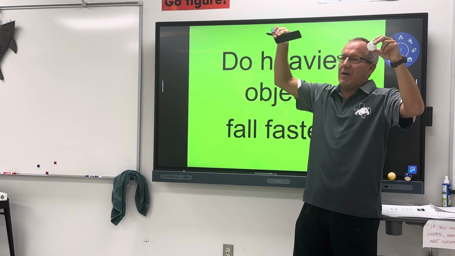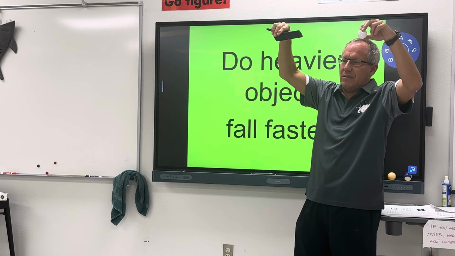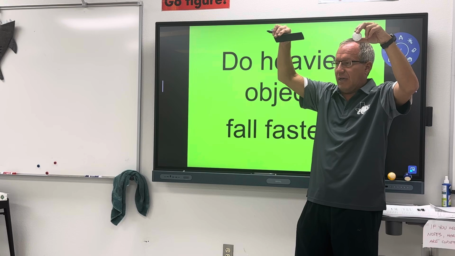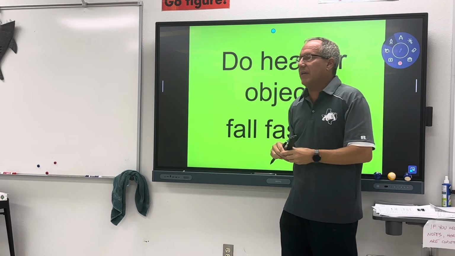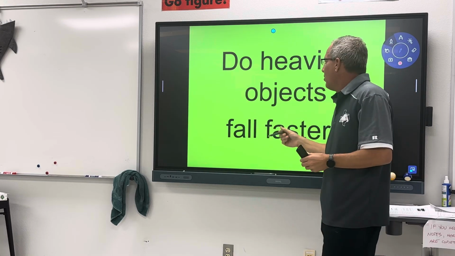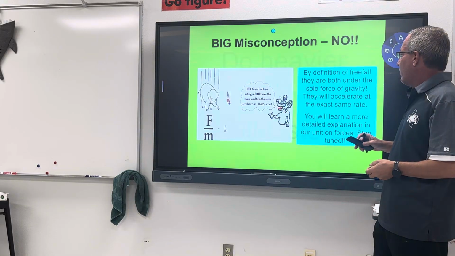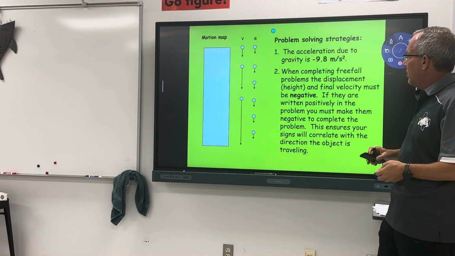I'll probably find this and show it to you tomorrow. What they did is they dropped it, and certainly enough, the feather and the hammer hit at the exact same time, because gravity is the same. It doesn't matter the mass, gravity acts the same per object. So no, heavier objects do not fall faster because of that.